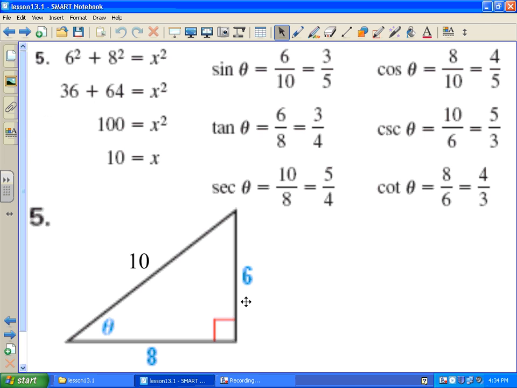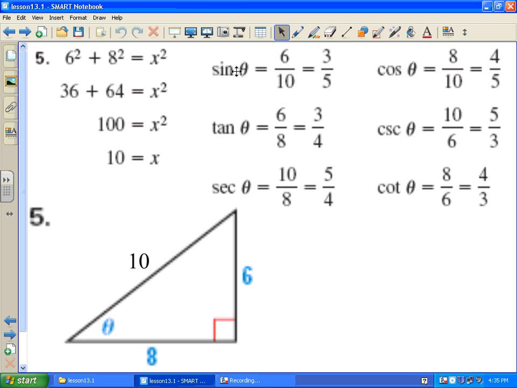So here you can see that with this right triangle, I can use the Pythagorean theorem to determine the length of the hypotenuse. 6 squared plus 8 squared is the unknown squared. And I determine that the hypotenuse is 10. Once I know the 3 side lengths, then I can define all 6 trig functions.